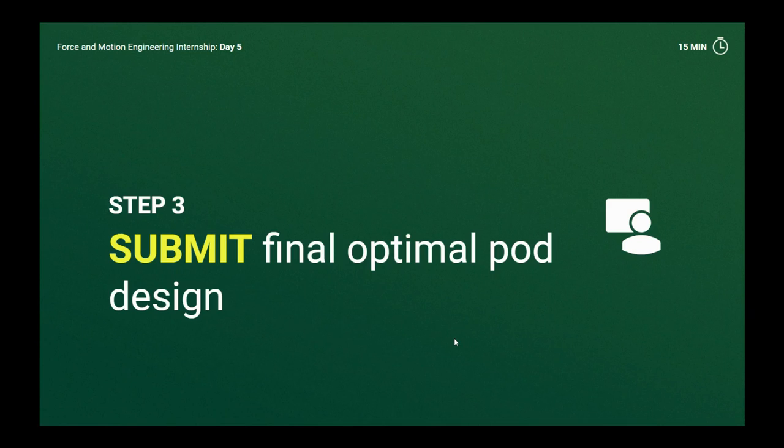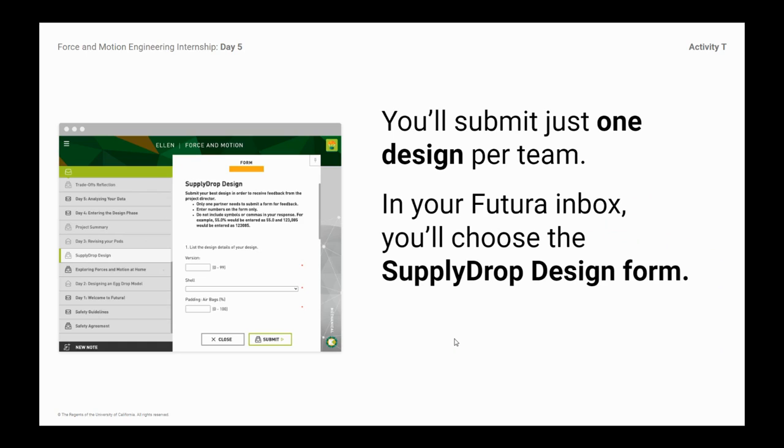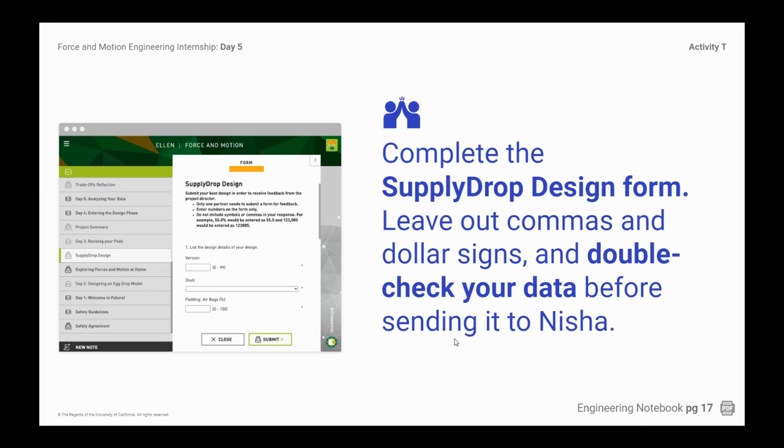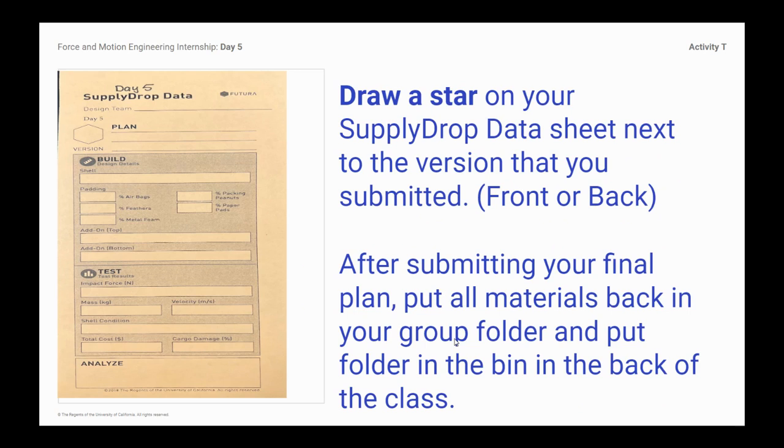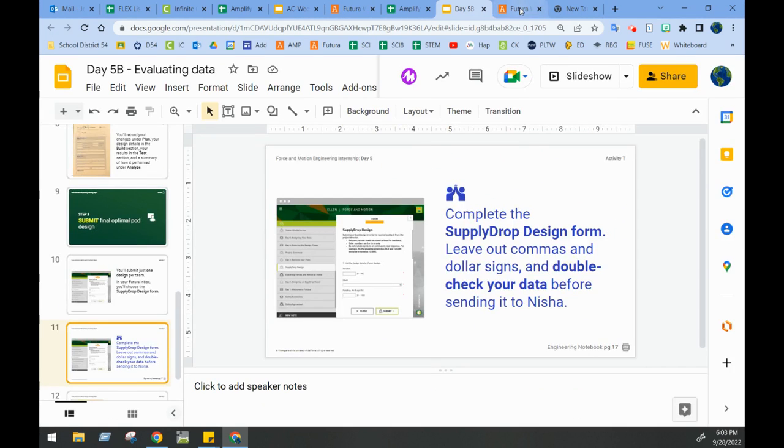Now we get to the final part, submit your optimal pod design. In this part, you are going to take the best design and submit it to Futura. Only one person per design team needs to do this. In your Futura inbox, you'll choose the supply drop design form. It looks like this. Complete the supply drop design form and leave out commas and dollar signs, and double check your data before sending it to Nisha. This really requires you to be very, very accurate. Let me go back and I'll show you this in Futura.